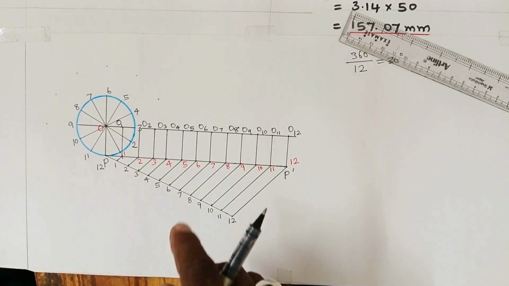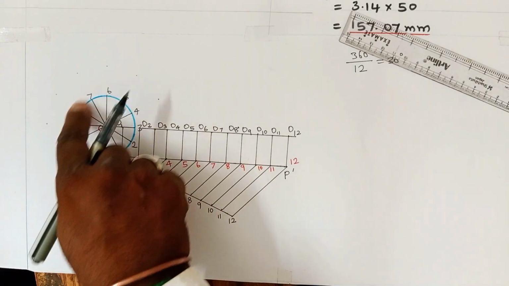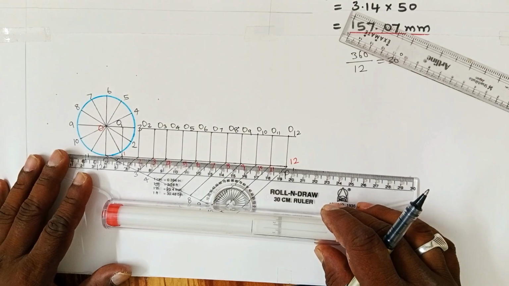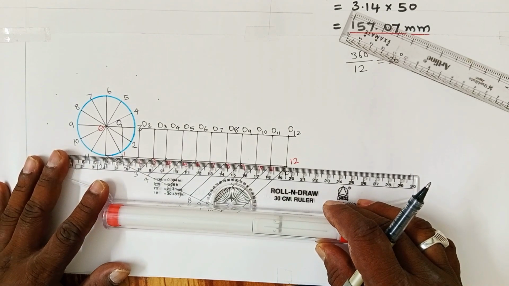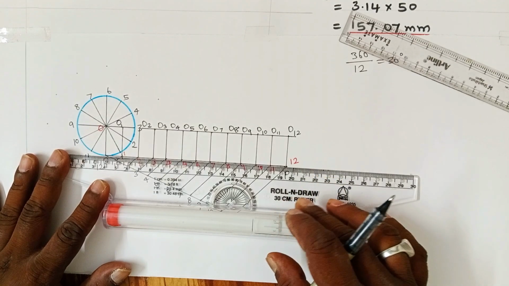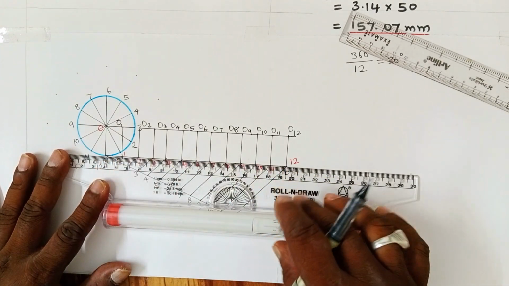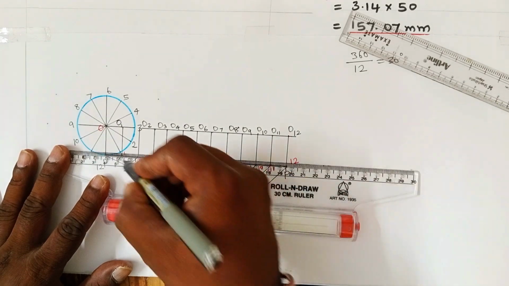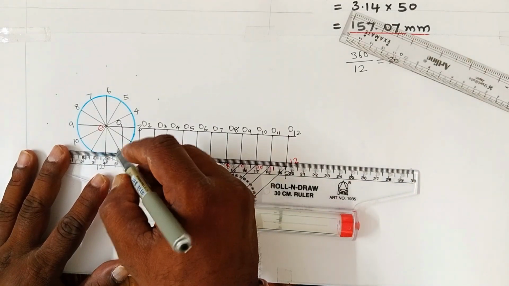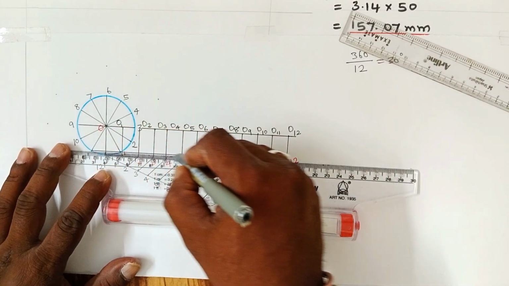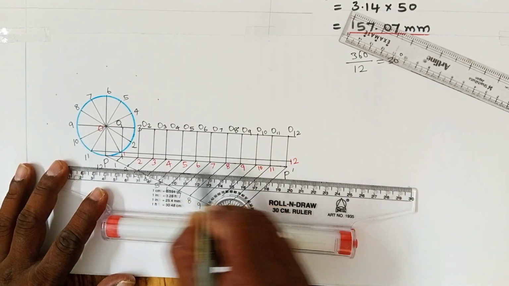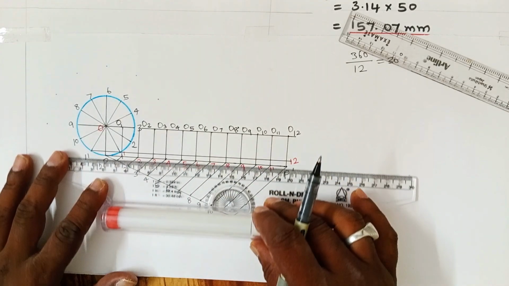Now I am going to draw lines passing through 1, 2, 3, 4 up to 12 horizontal lines. Keep the scale edge in coincidence with PP dash. PP dash is a baseline which you have drawn initially. Now roll your scale, or move your scale parallel to PP dash. Draw a horizontal line passing through 1 of the circle. It also merges with the point 12. That is, if you draw a horizontal line passing through 1 of the circle, it will also merge with the 11th point of the circle.